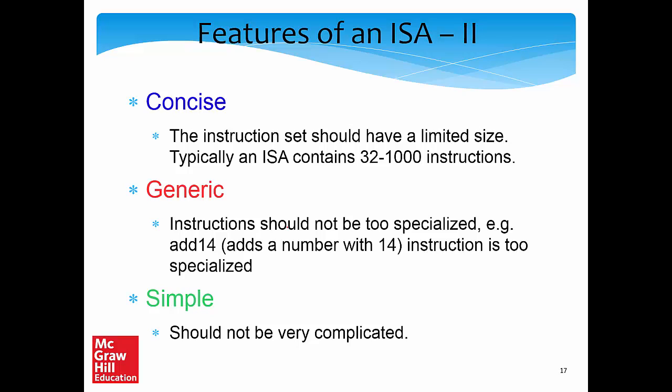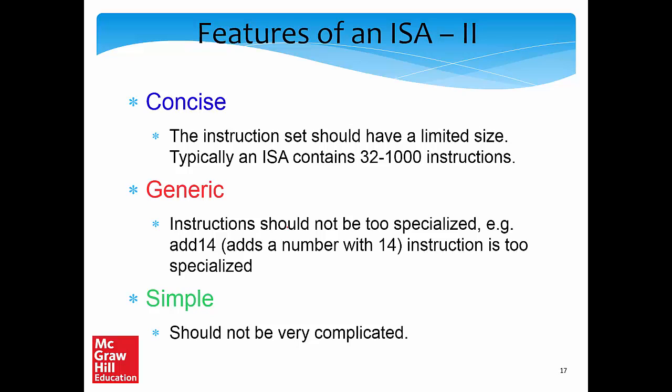Next, the ISA needs to be concise, in the sense that we don't want too many instructions. We don't want 10,000 instructions. We want a relatively smaller set of instructions. What is small is a debatable point, but as of now, ISAs contain somewhere between 32 to 1,000 instructions, and different ISAs contain different numbers of instructions.